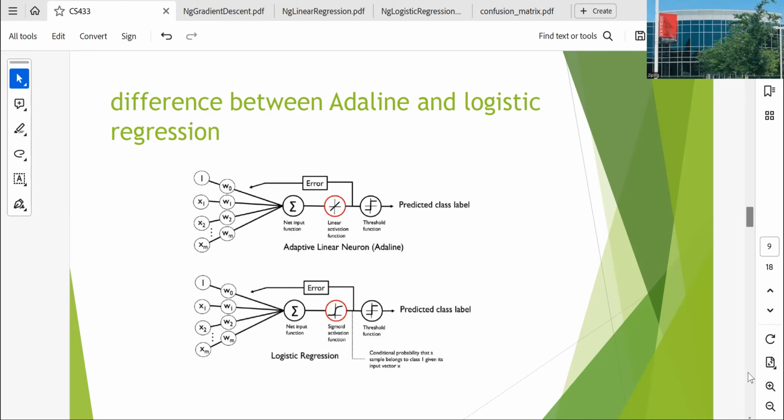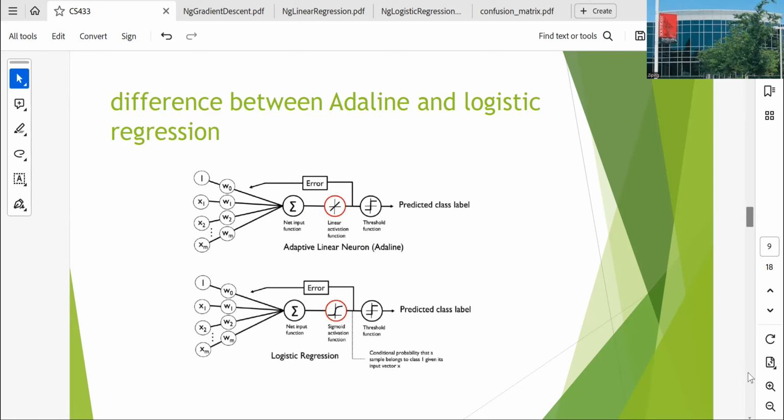That's the difference. Okay, so this is the linear. That's what gives the output, and what it is, it's either 1 or 0. And for this one, it's the probability to be 1 or 0. Okay, so that's the difference between these two.